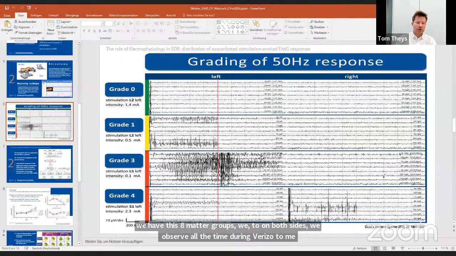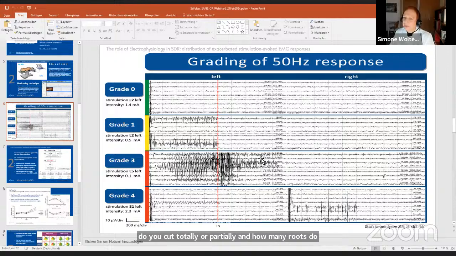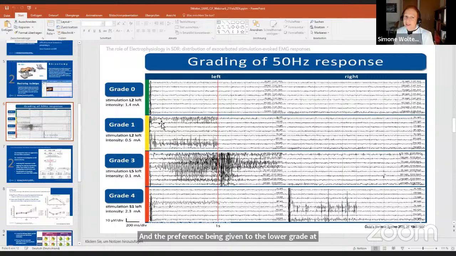Okay. And then one question which I also had, more or less: if one of the rootlets has an abnormal response, do you cut totally or partially, and how many rootlets do you end up with when you do the sectioning? On average, it depends on the grading, but the rule is that 30 to 50% per nerve root are to remain intact, with preference being given to the lower graded ones. Grade 0 is the best.